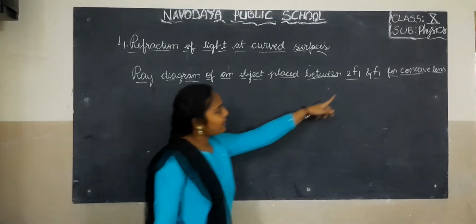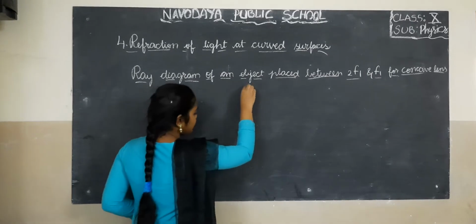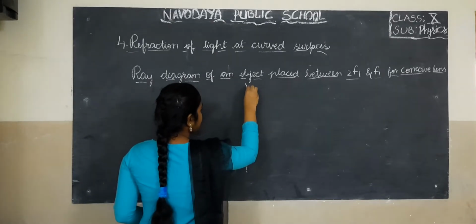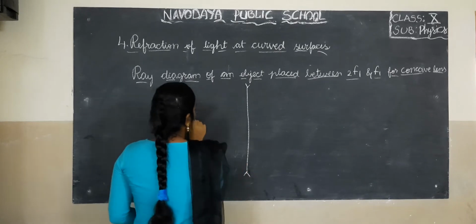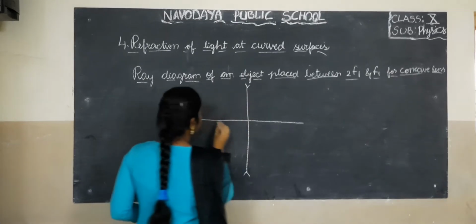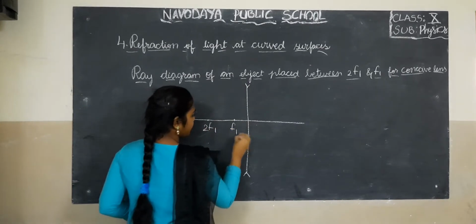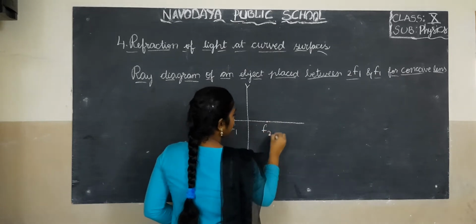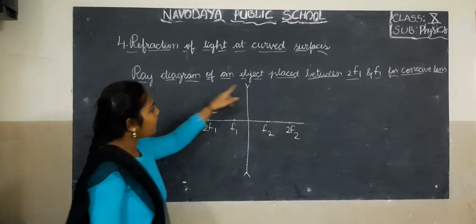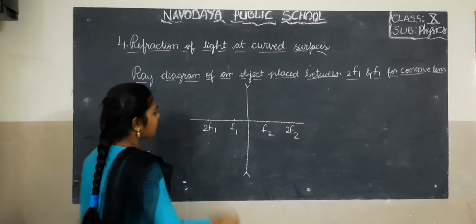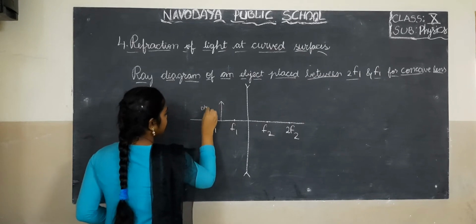Here 2F1 means center of curvature and F1 means focal point or focus. Let us take a concave lens and draw a principal axis. This is 2F1, F1, F2, 2F2. Here our topic is about an object placed between 2F1 and F1. So we have to place an object here. This object.